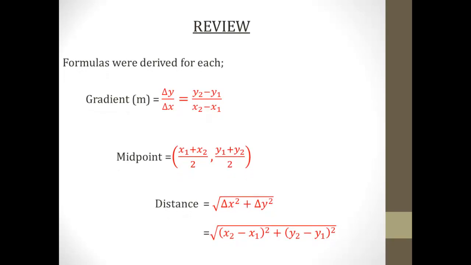With gradient, we have change in y over change in x, where we have y2 minus y1 all over x2 minus x1. The formula for finding the midpoint is (x1 plus x2 all over 2, y1 plus y2 all over 2). Now the distance between the 2 points is the square root of change in x squared plus change in y squared.